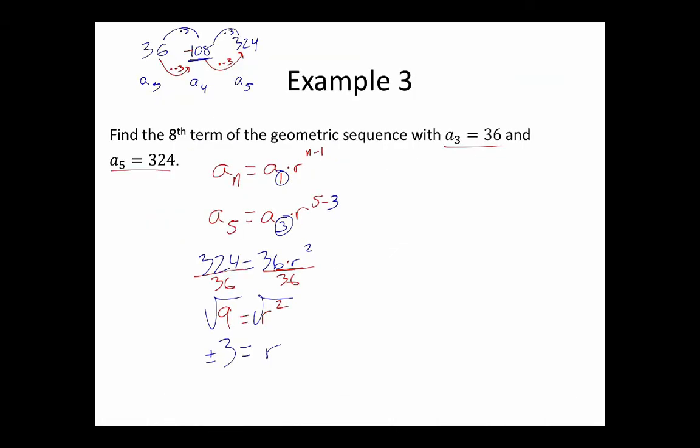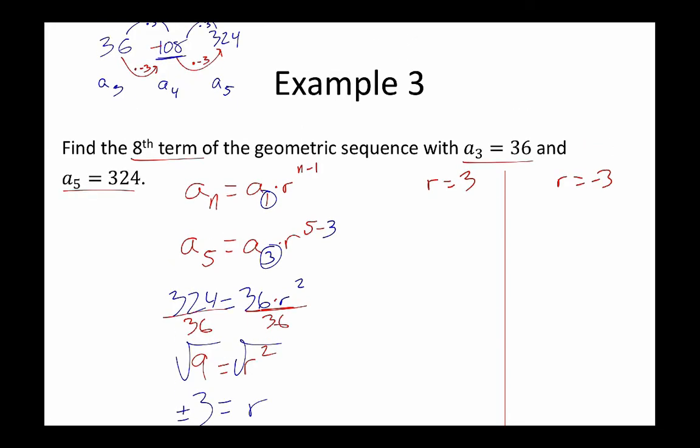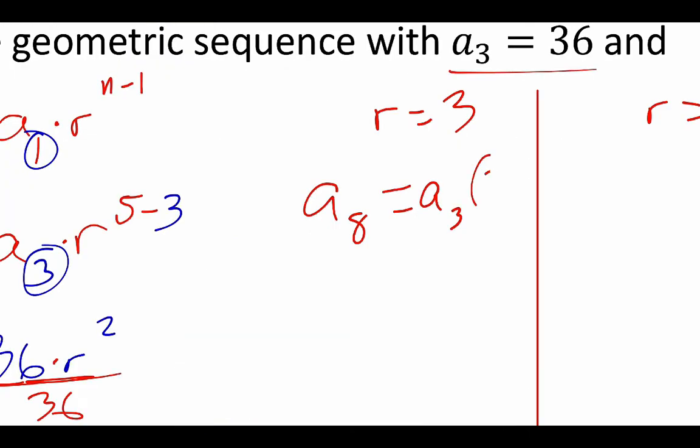Trust me. So off to the side here, we're going to create two separate examples. One where our r is positive 3, the other one where r is negative 3. We're asked to find the eighth term of the sequence. So we're going to do a sub 8 equals, we still don't know the first term. That's okay. Let's still work with the first term that we do have. We know a sub 3, our third term. And we're going to use the ratio 3 raised to the, just like we changed n to 5 earlier, we're going to change n to 8, minus 3.